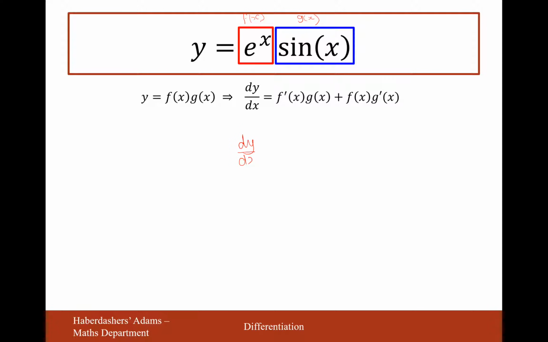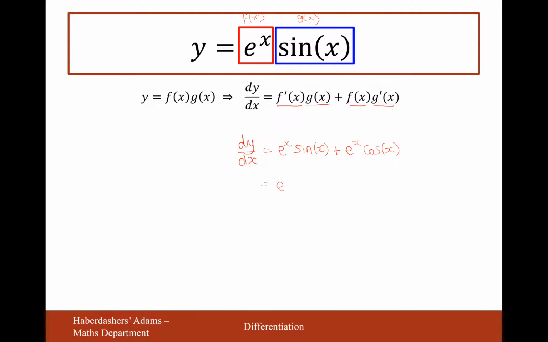So dy by dx equals, and the first thing that comes up in the product rule is the derivative of f. So that's the derivative of e to the x differentiates to itself. The next thing in the product rule is g of x, having done nothing to g of x, so we're still just at sine for this one. So we've differentiated one of them and left the other one the same. Now we're going to do the opposite. We're going to have f of x, which is just leaving the f of x function alone, so that's just e to the x. And this time we're going to differentiate the g function to cos.